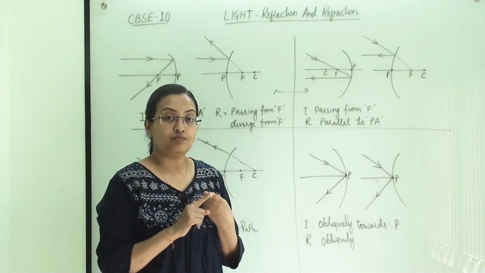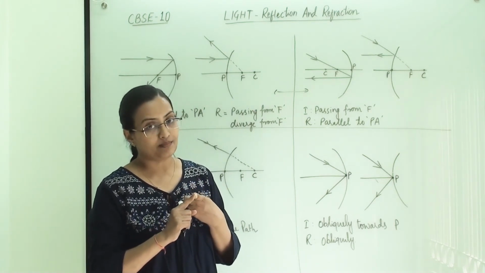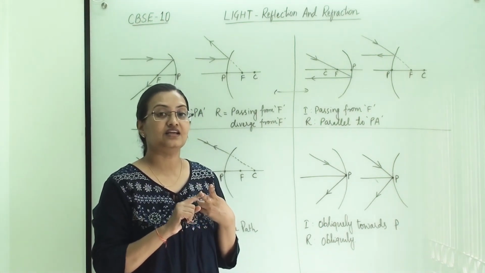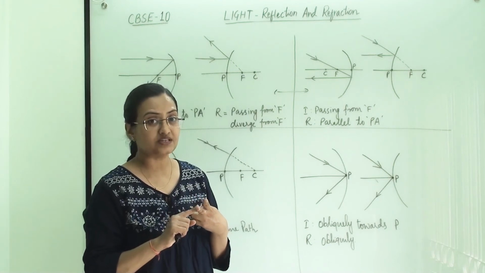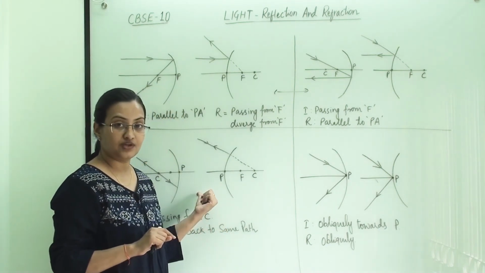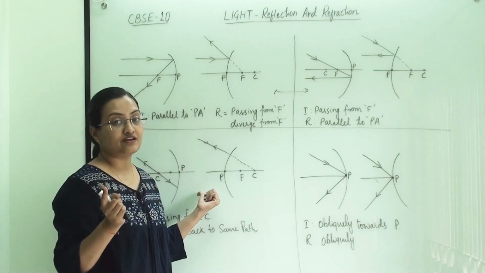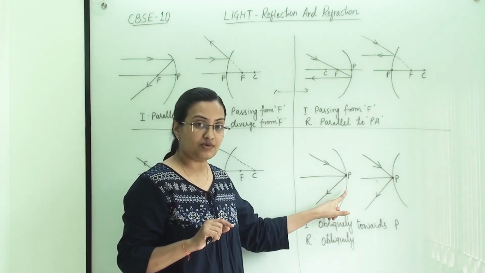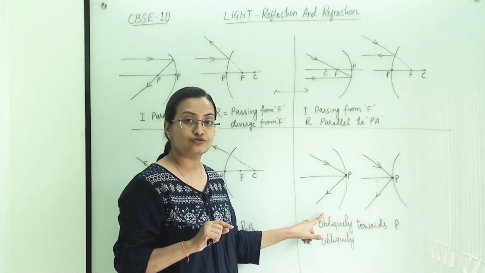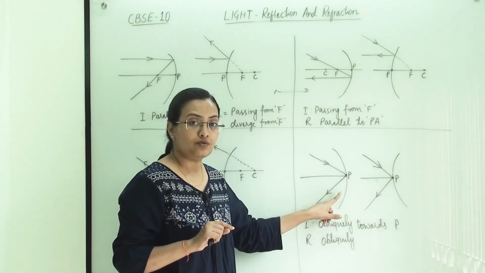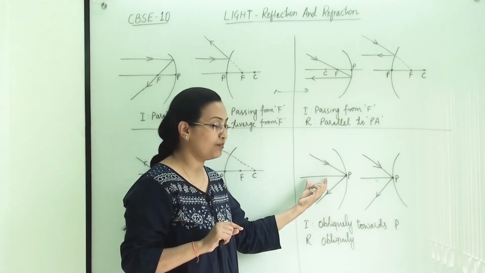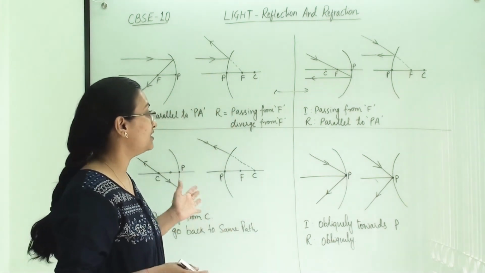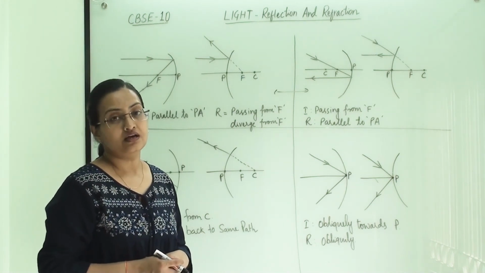When the incident ray passes through F, it will emerge parallel. When the incident ray is parallel to the principal axis, it will pass through the focus point. When it passes through the center of curvature, the incident ray and reflected ray's path will be the same. And when any slanting ray comes towards P, it will go out slanting from the pole P, slanting compared to the principal axis. So these are the four cases, and if you remember them like this, it will be really easy to remember all the details.